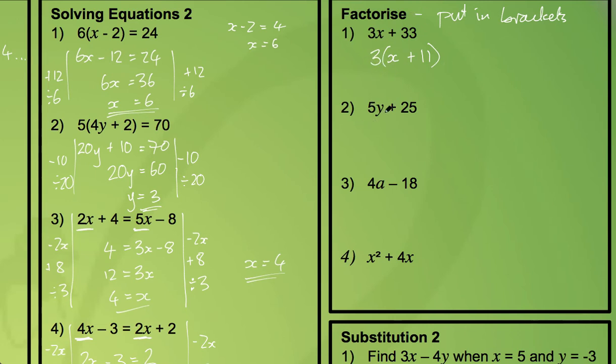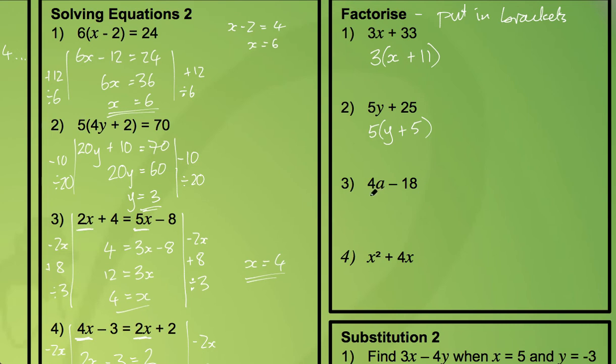In this case, the highest common factor, the highest thing that goes into 5y and 25 is 5. Divide 5y by 5 and I get y. Divide 25 by 5 and I get 5. So I've got 5 brackets y plus 5 in there. With these, always just check in your head that it would expand to the original one. It's just the inverse process of expanding brackets.